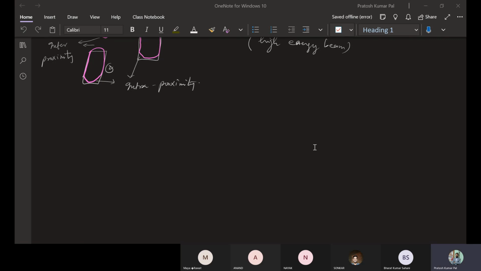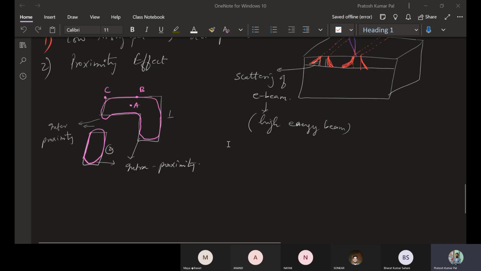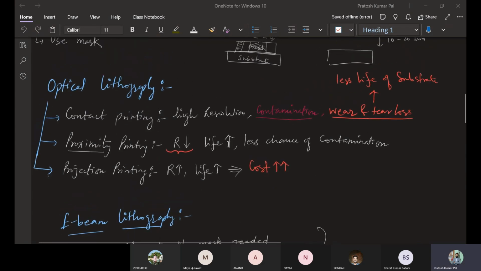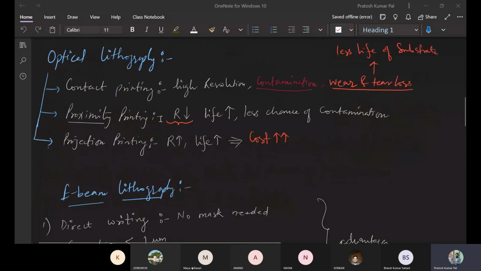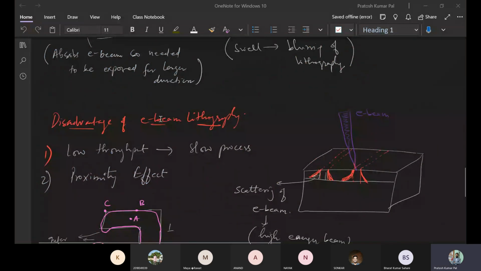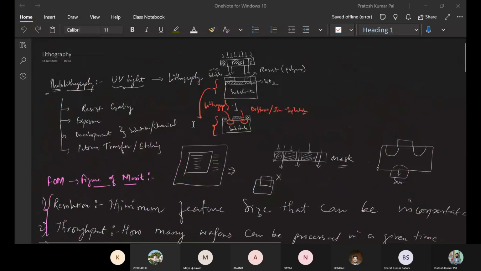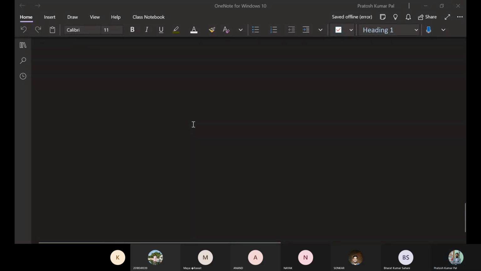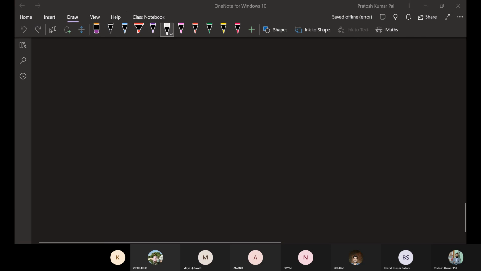So in the previous class, we have gone through two different types of lithography. The first one was optical lithography. The second we have seen is electron beam lithography. Okay. The next type of lithography we will be seeing, that is the third type of lithography, is X-ray lithography.